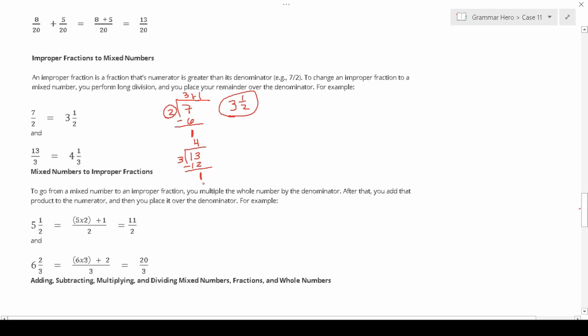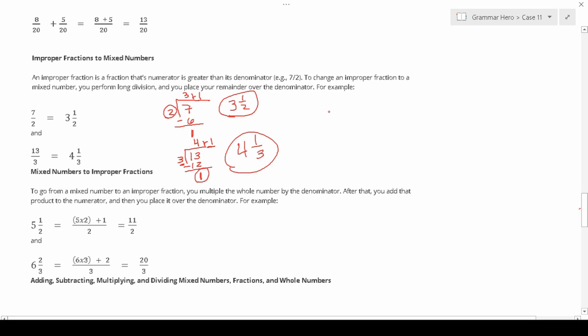Does 3 go into 1? It doesn't, so this is our remainder. So this is 4 remainder 1. When we're converting to mixed numbers, we take this remainder, put it over the divisor, so this becomes 4 with a remainder of 1 over 3. Let's try just one more to make sure we got it.